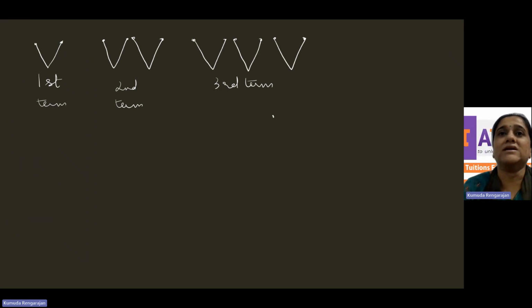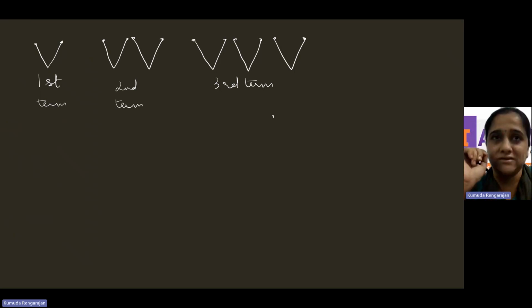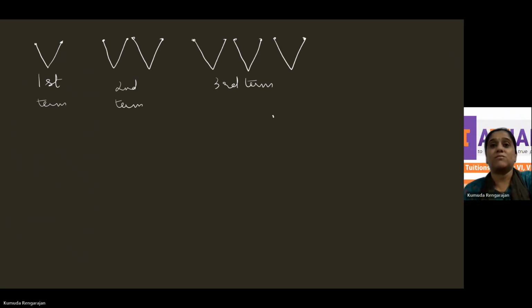Now the question is to make a general rule. Make a general rule to find out how many matchsticks are required to get some particular term of this pattern. You want to find the number of matchsticks you would require to get, say, the 50th term of this pattern. So we know that the 50th term will have 50 V's. Now, how many sticks will be required?